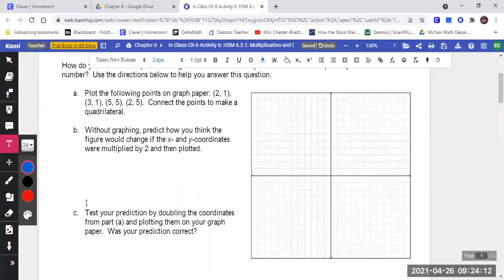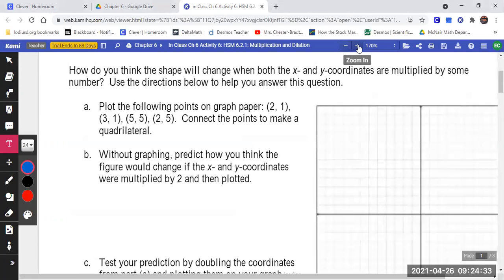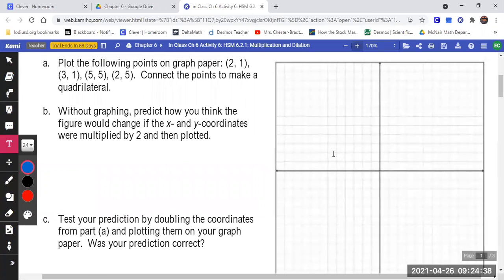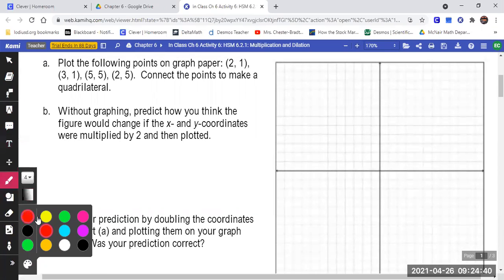Got to graph the points. I'm going back to my drawing tool, and I want it on 4 so the dots show up. Because if you leave it on 1, the dots are too small, you can't see them. And if it's too big, then it takes up too much space. So I do want to zoom in a little bit though, because it's easier to see my corners and my lines.